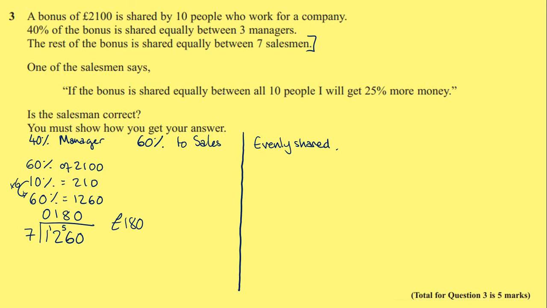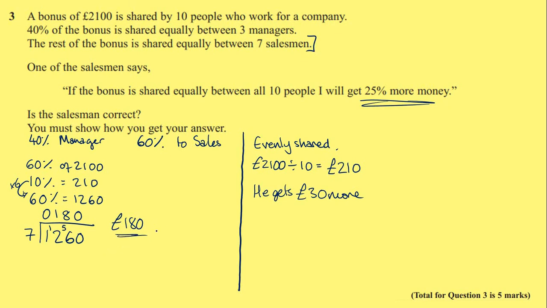His plan though, to share it evenly between all 10 people, well, he's going to get £2,100 divided amongst 10 people. He's going to get £210, which is more, but is it 25% more? He gets £30 more. Now, he's saying that he'd get 25% more money than he's currently getting, which is this amount here.